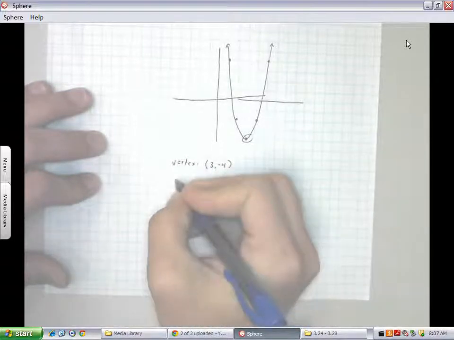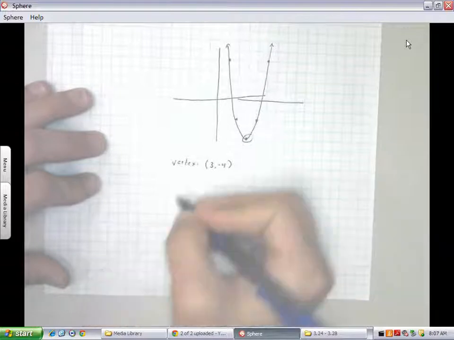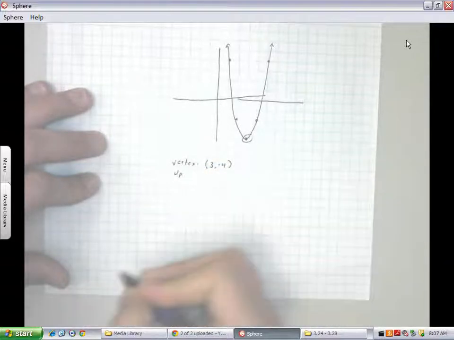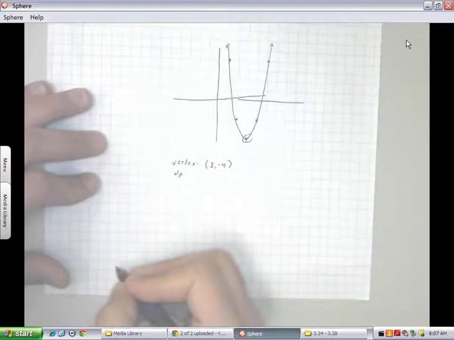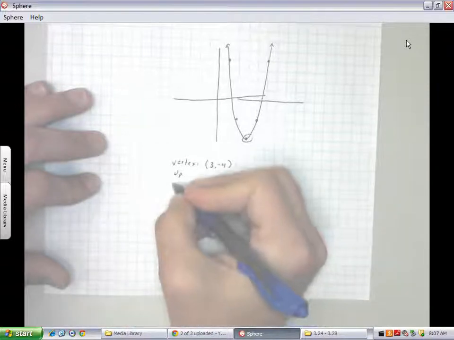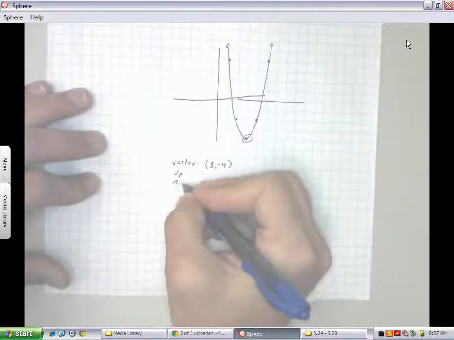Usually we ask if it's concave up or down. Since this is opening up, we would say it's concave up. And we ask if that vertex is a minimum or a maximum point. In this case, since it's at the lowest, it would be a minimum point.